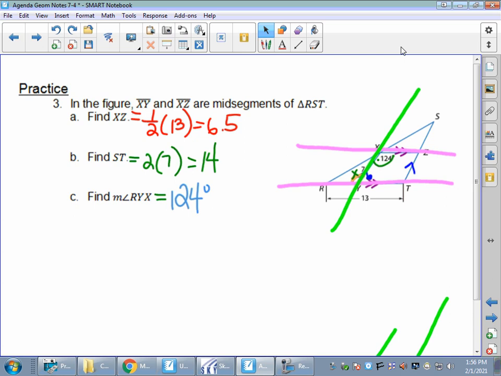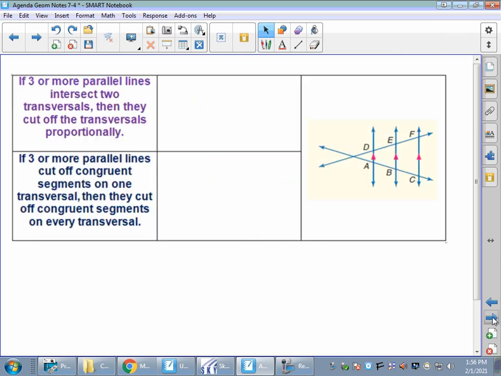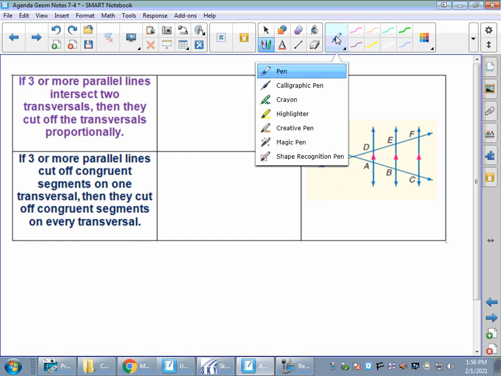All right, so don't forget that old stuff. Alternate interior angles, consecutive interior angles. Hopefully you've used those, recycled them enough that you know what you're doing with those guys. All right, so last but not least, let's set up some problems. So I put this stuff in here, I'm pretty sure, so you didn't have to write it all down. So let's just interpret it. If 3 or more parallel lines intersect 2 transversals, then they cut off the transversals proportionally. Notice this word, proportionally. Super important.